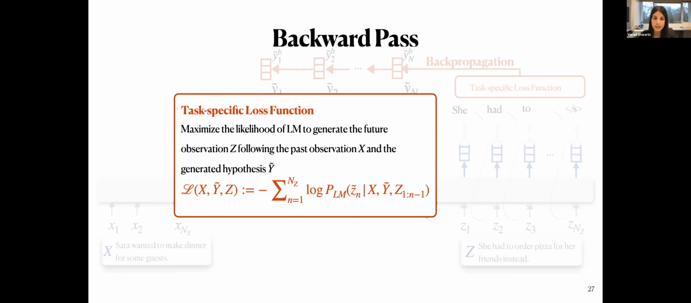In the abductive reasoning task, the task-specific loss function tries to maximize the likelihood of the language model to generate the future observation Z following the past observation X and the generated hypothesis Y. And we get that by minimizing the cross-entropy loss.